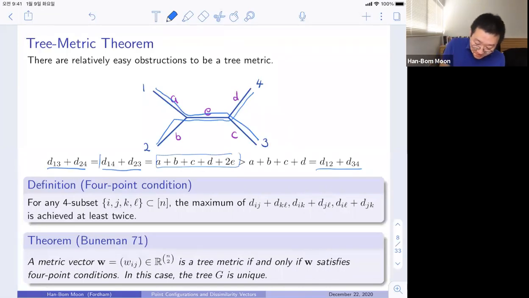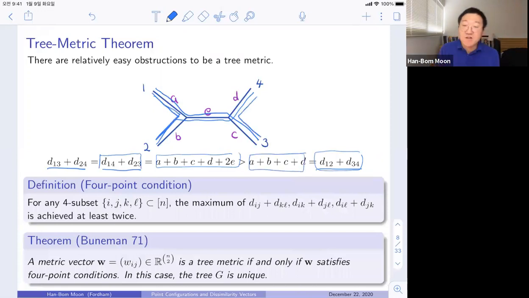We can do the same thing for D14 plus D23. You can check that these two numbers are the same. On the other hand, if you compute D12, which is A plus B, and D34, which is C plus D, then this number is different, and it is smaller than the other two numbers, because when we compute D13 plus D24, we need to add E twice.